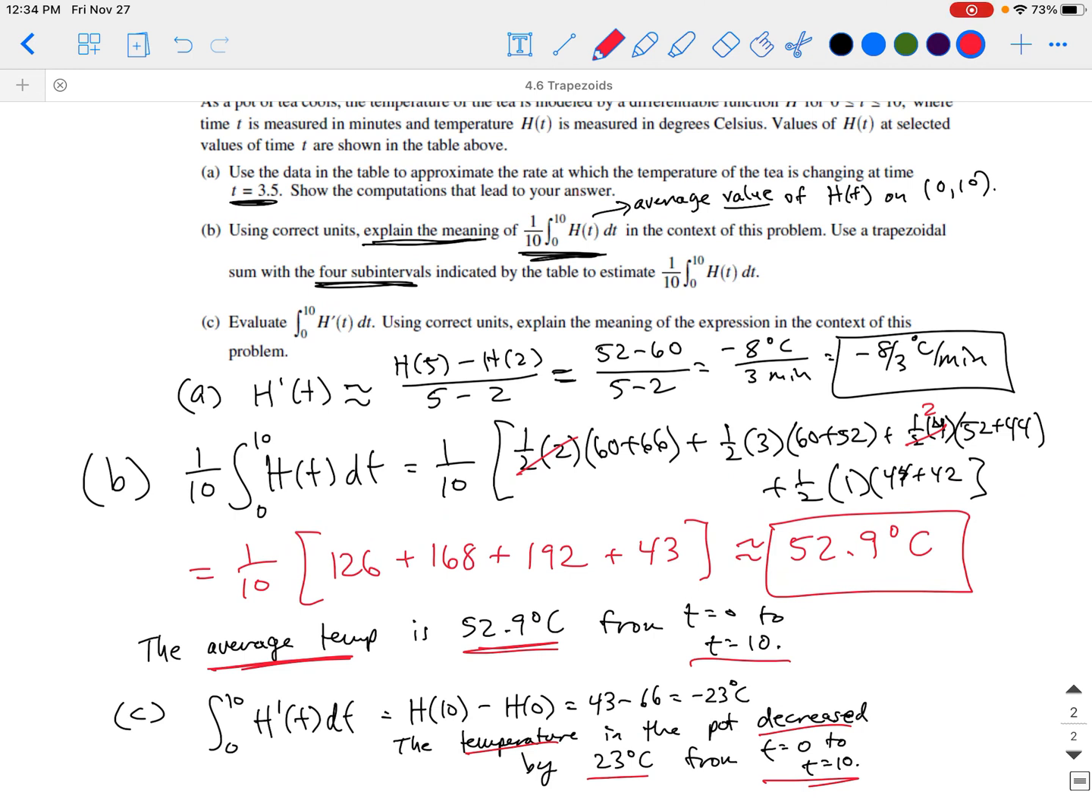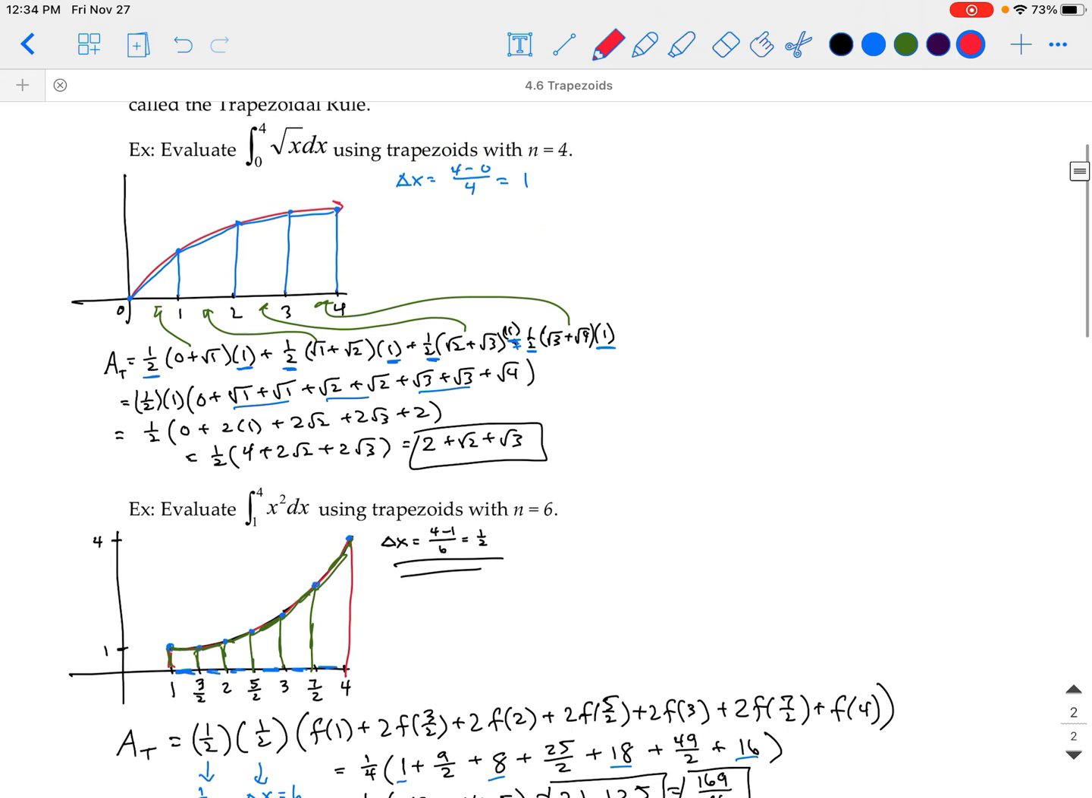So again, this is a direct AP FRQ question, so you can look through that and try that one again on your own if you want to. All right, so that concludes our trapezoidal rule.